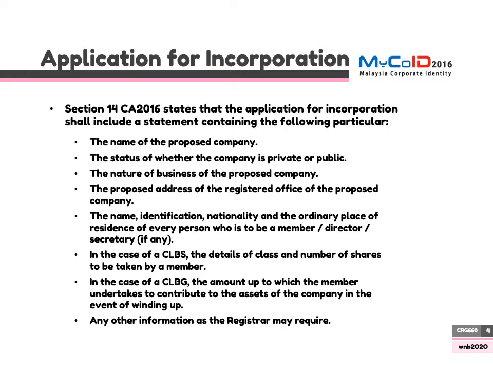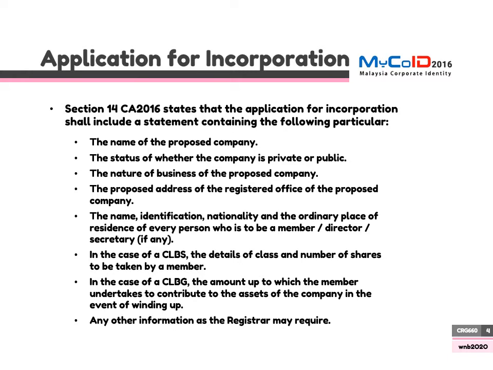So yang ni logik lah, you nak buka company, you sepatutnya dah tahulah what are you going to do, the nature of the business. Next, the proposed address of the registered office of the proposed company. Kat mana you nak buka your company tu, dia kena ada alamat yang proper. The name, identification, nationality as well as the ordinary place of residence of every person who is to be a member, director or secretary, if any.